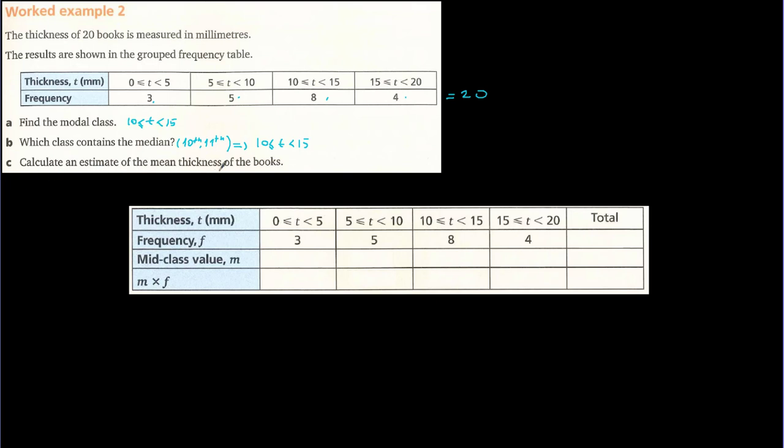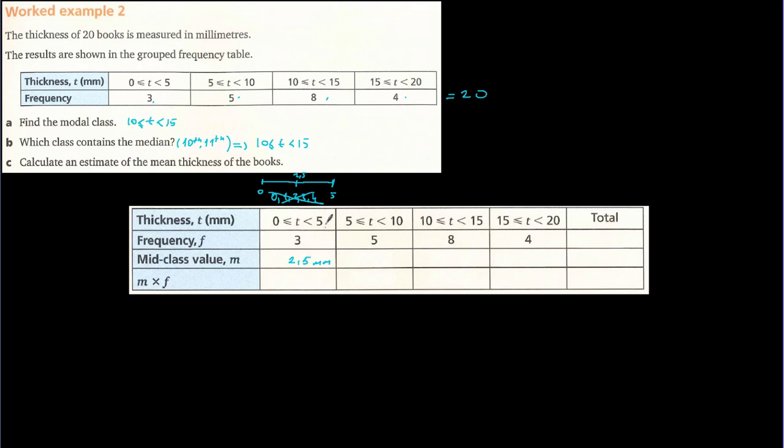So we are going to calculate now, at the last part, the mean thickness. For the mean thickness, I need to calculate the mid-class value. Now, this time it is a bit different. We are not going to continue with 0, 1, 2, 3, 4 here. We have to think about the distance. The distance between 0 and 5, but 5 is not included. So the mid value of this one is going to be 2.5 millimeters.